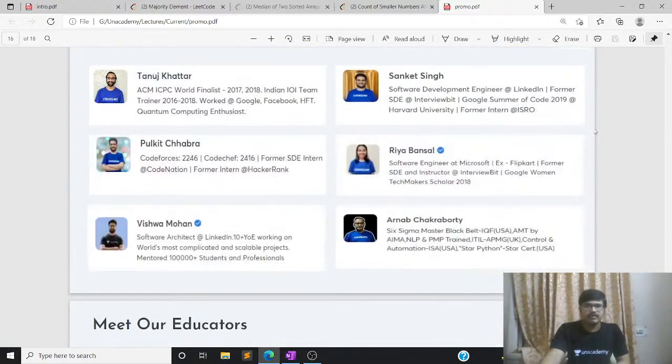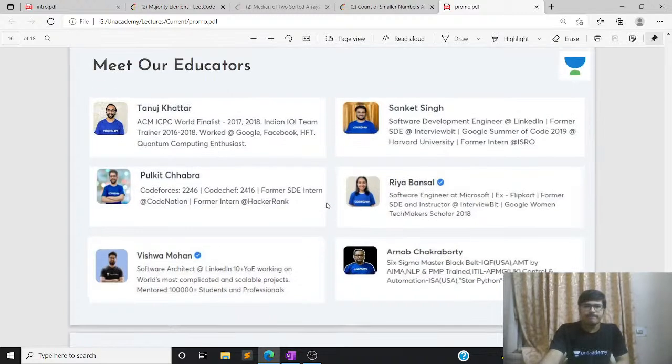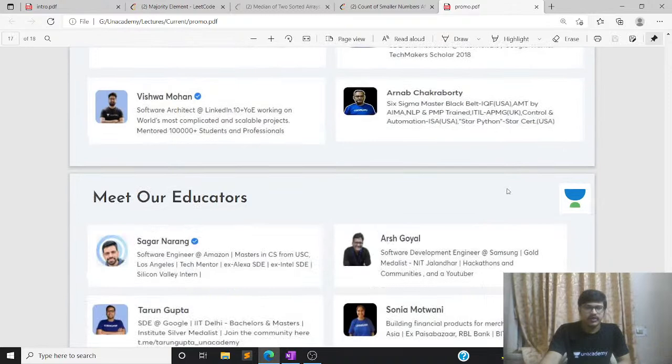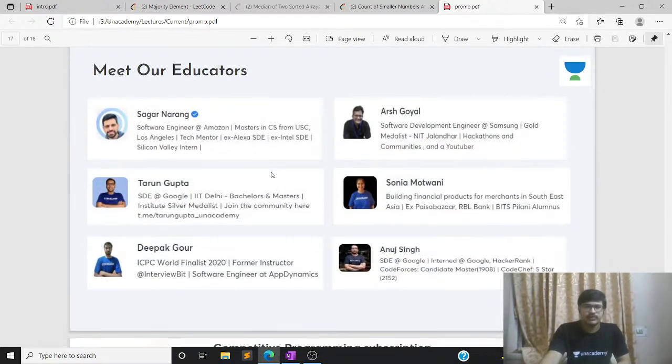Okay. So these are the profiles of the educators we have. You can look at their profiles here. They are working in top companies, or they have been to ACM ICPC World Finals. So you have to look at their profiles. Some more educators we have here. Some of the best educators in India.